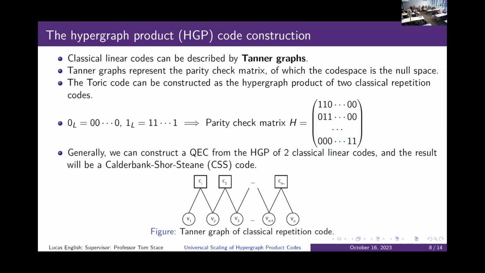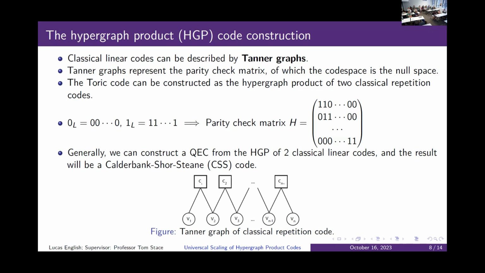But how can we actually generalize that to try to compare different code families? The hypergraph product is a way that we can arbitrarily construct a quantum error correcting code, taking two component factor classical codes, and we take this hypergraph product and it creates a quantum error correcting code.